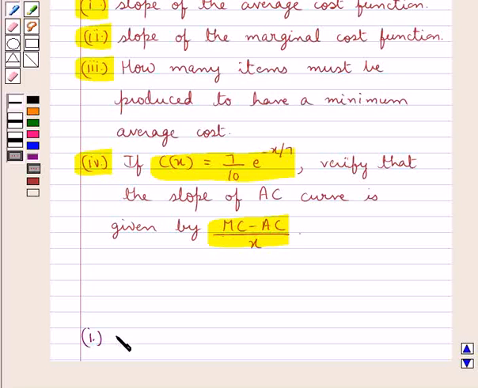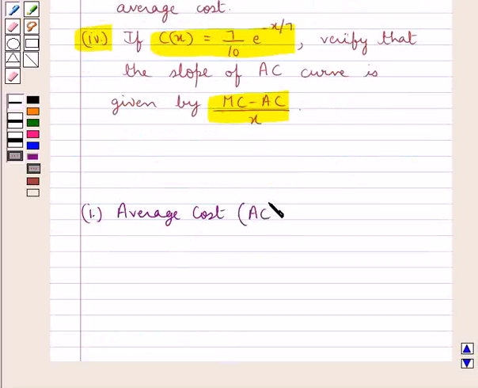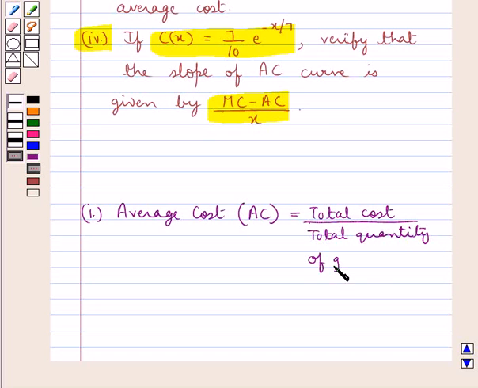First we have the average cost. It is denoted by AC and this is equal to the total cost of producing and marketing x units of a commodity upon the total quantity of goods produced. So this is equal to C upon X, where X is the quantity of the goods produced. So average cost AC is equal to the cost function C upon X.